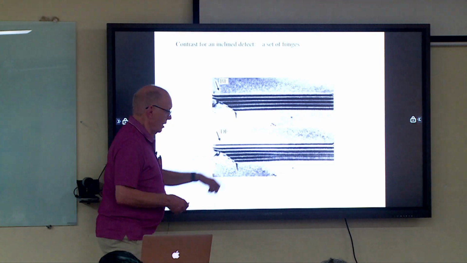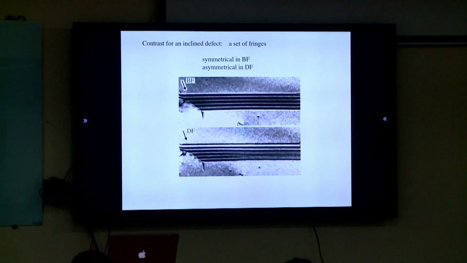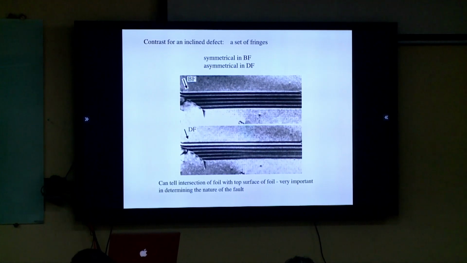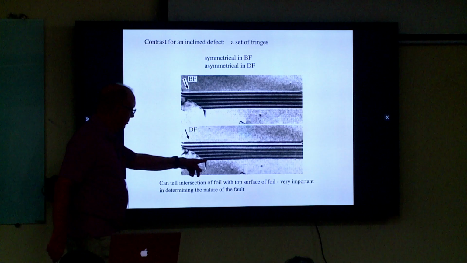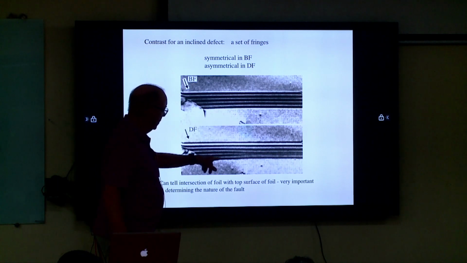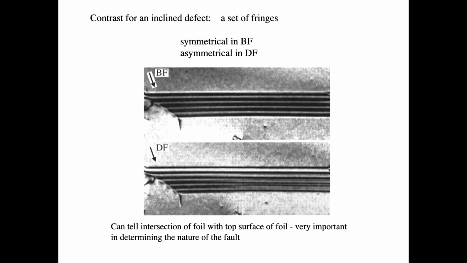And there's a set of fringes, showing you this, and we interpreted this in terms of what was happening to the Bloch waves here and in the dark field. And I will remind you, symmetrical in the bright field, asymmetrical in the dark field. And of course we can tell what the intersection of the foil is with the top surface, and we know that that's above background there, and that's above background there, so that is the intersection with the top. So we know the sense of inclination of the fault, and that's the important thing there that we need to know. So the sign of the outermost fringe is important, and these are our rules.